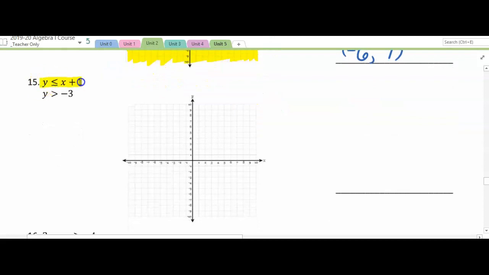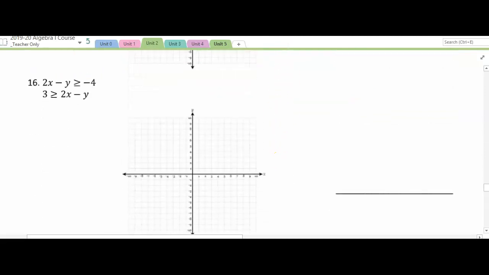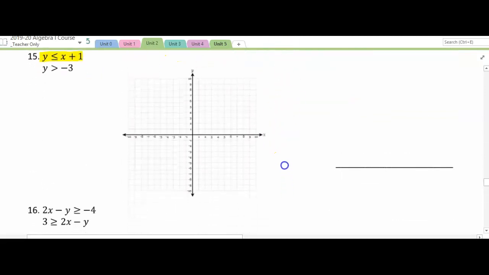Let's try it again. Go ahead and pause your video and try these next two systems of inequalities, and see if you get the same thing I do.